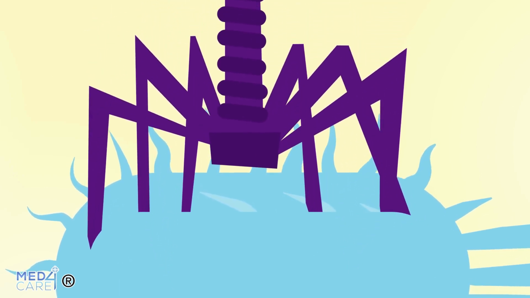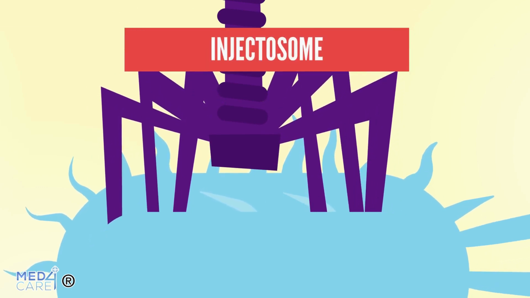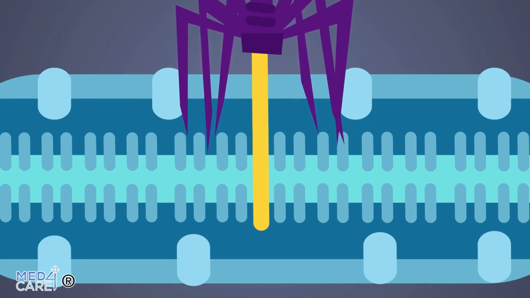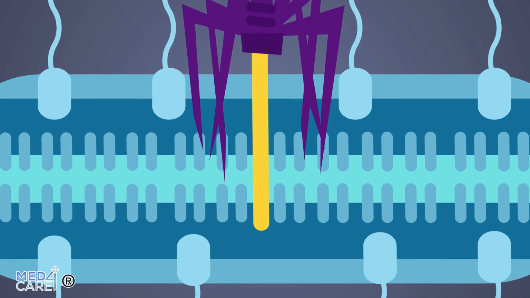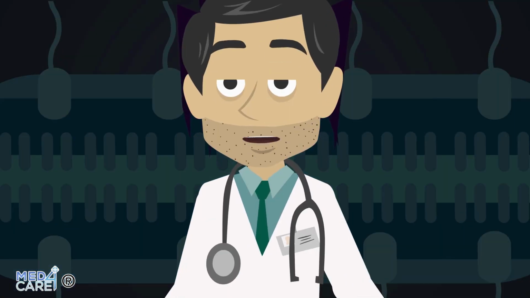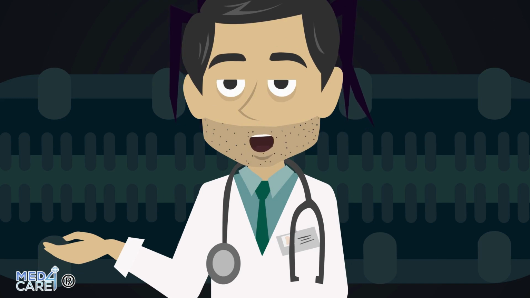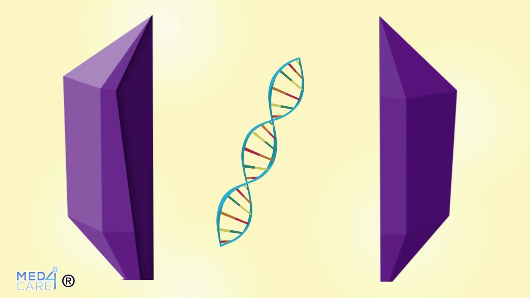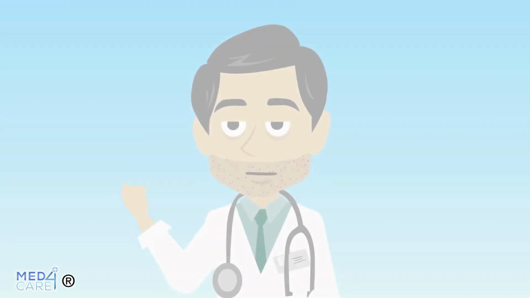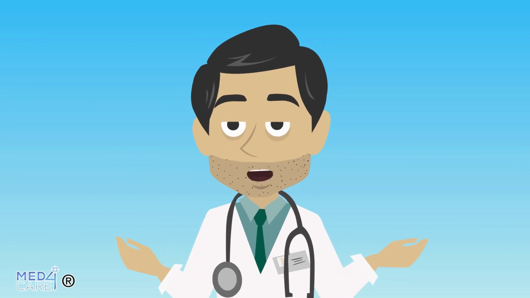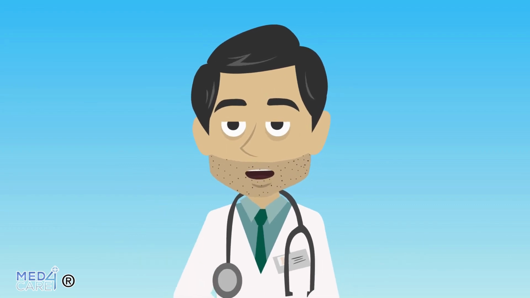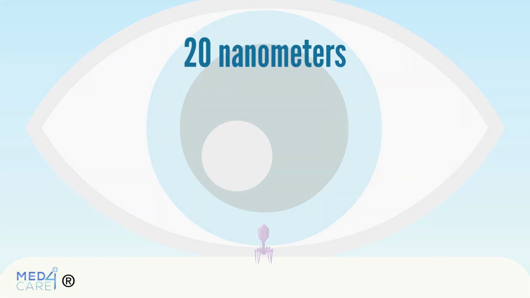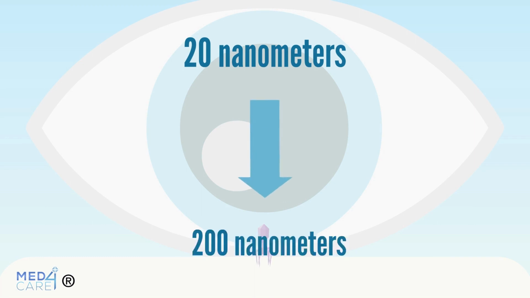The tail, together with the fibers, forms the so-called injectosome, the apparatus which first drills the bacterial surface and then injects the genetic material inside the bacterium like a syringe. More than 95% of known bacteriophages have this tail. For this reason their order in nature has been called Caudovirales, and they contain double-stranded DNA as nucleic acid. Depending on the type of nucleic acid, bacteriophages can contain both single and double-stranded DNA or RNA. Their size can vary widely, ranging from the smallest at 20 nanometers to the largest such as T4, which measures 200 nanometers in length.